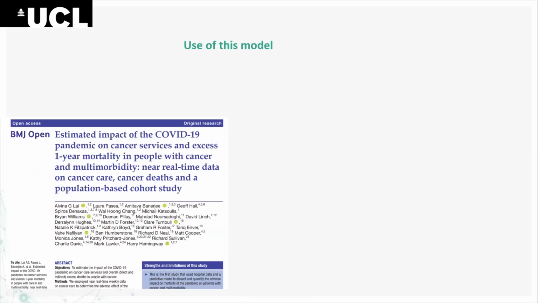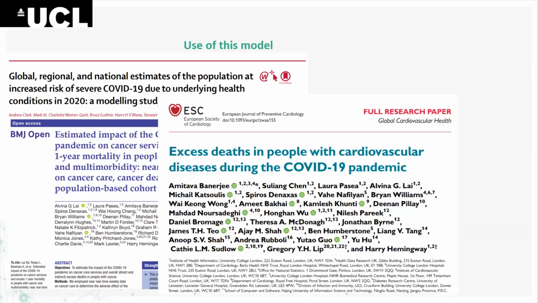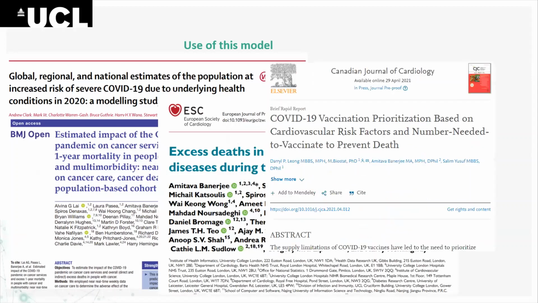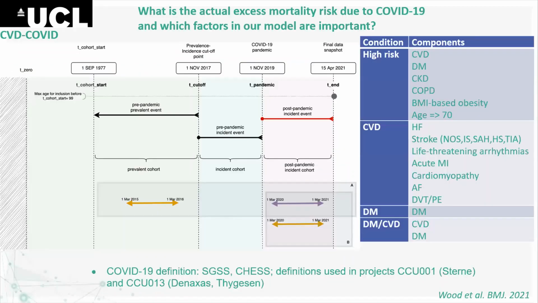This model we've used in various ways, and so have others, but just to give a flavour, we've looked at cancer patients and cancer services. It's been used to look at high-risk individuals using global burden of disease data in all countries, cardiovascular disease patients, recently to model what the impact of vaccination might be in high-risk individuals in the Canadian context, and the impact on obesity.